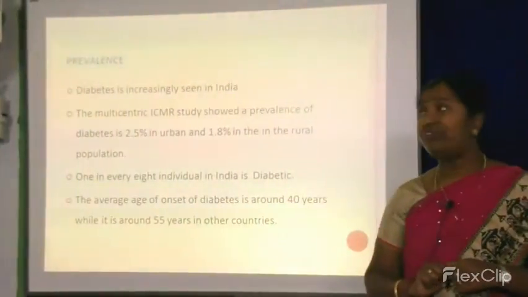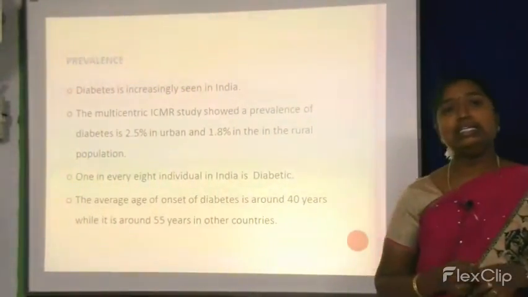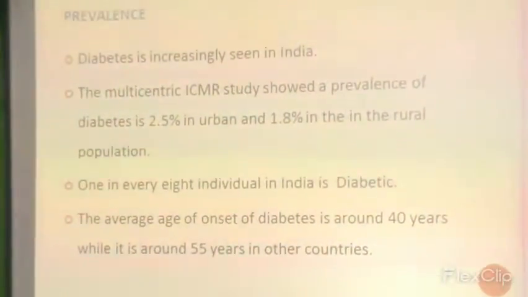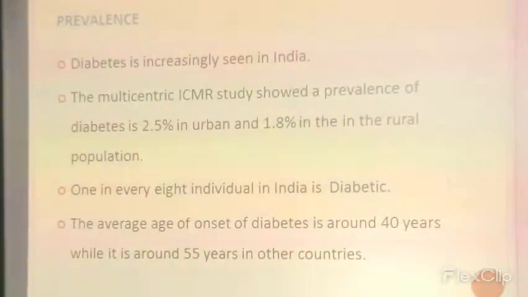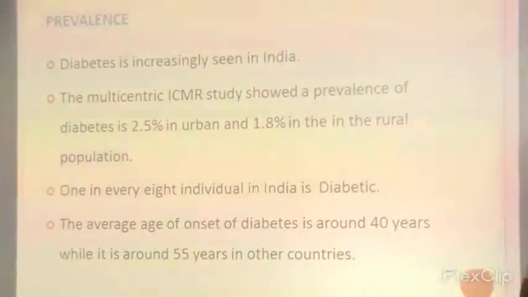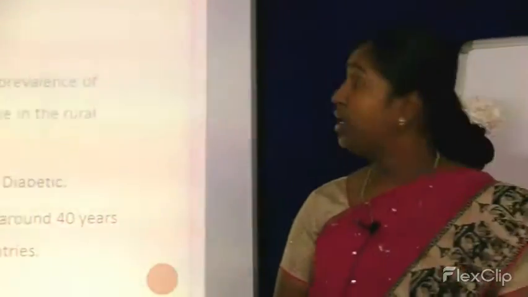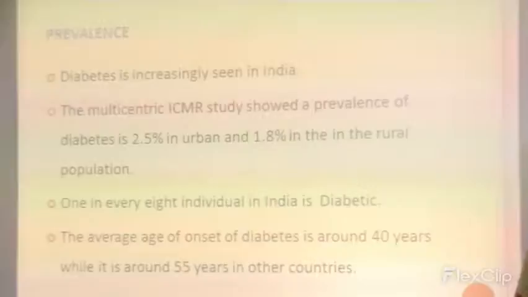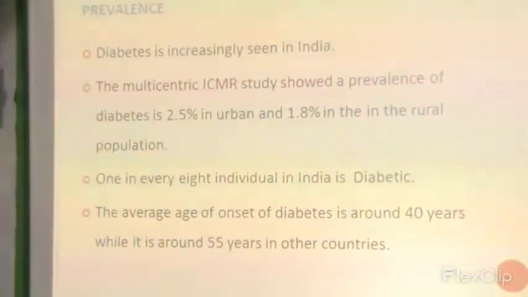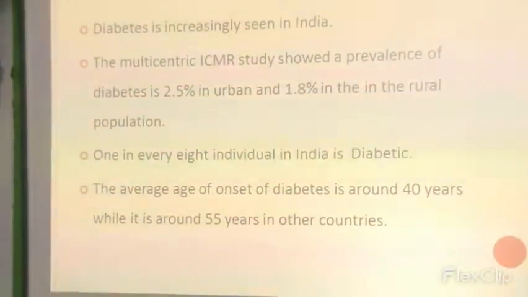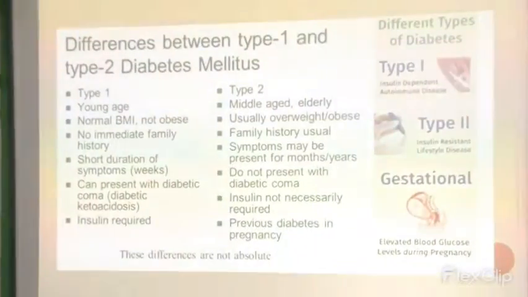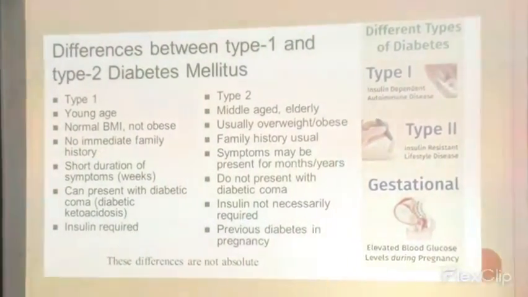Coming to the prevalence, diabetes is increasingly seen in India. The multicentric ICMR study showed that the prevalence of diabetes is 2.5% in the urban and 1.8% in the rural population. So 1 in every 8 individuals in India is diabetic. The average age of onset is around 40 years in India, while in other countries it is 50.